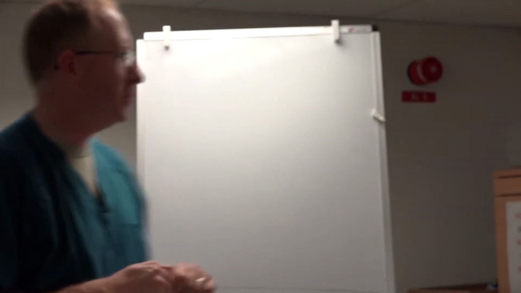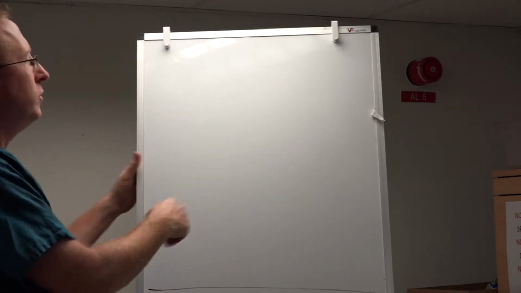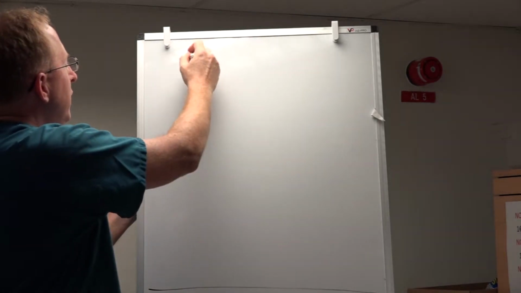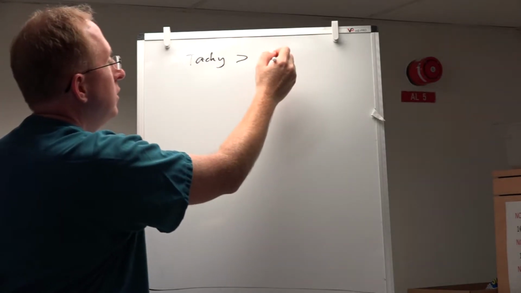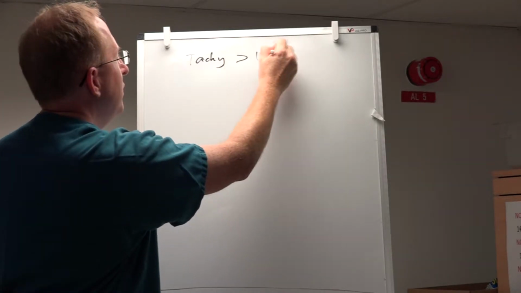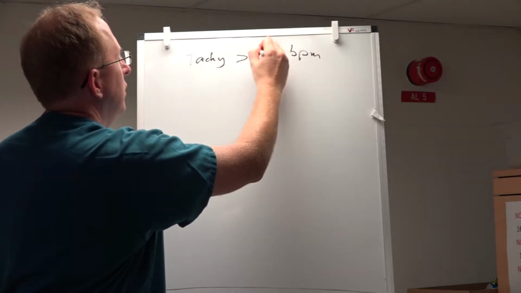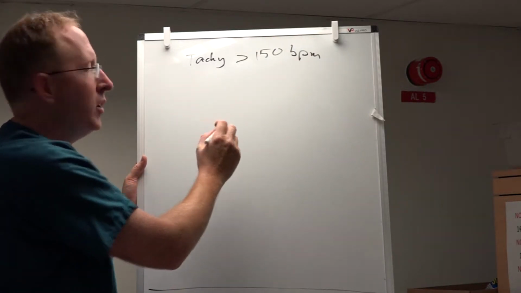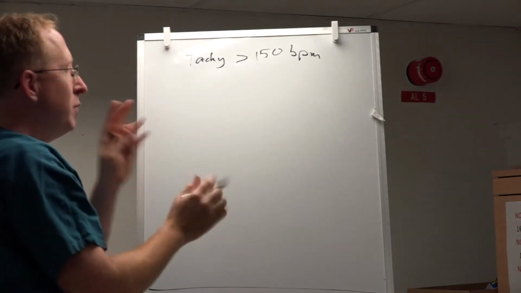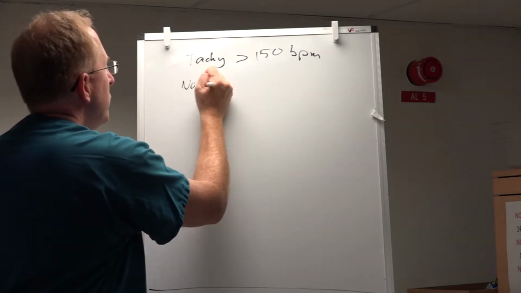All right, so now let's talk about tachyarrhythmia, tachycardia. Right? So we said this before, and we'll say it again. Tachycardia, the heart rate is greater than 150 beats per minute. Okay? And when we talk about tachycardias, there's two different types. We have what's called a narrow complex.